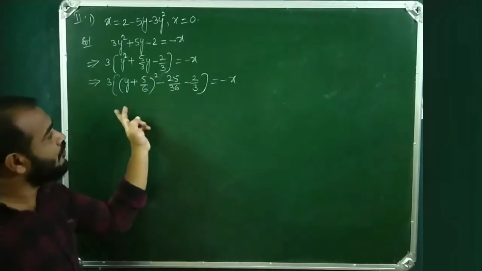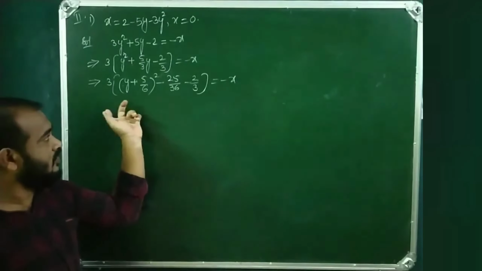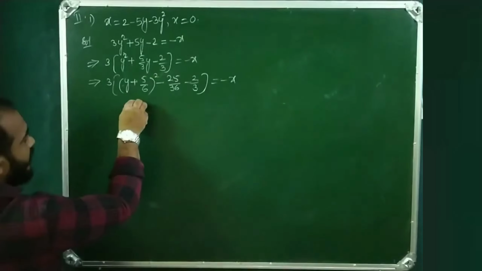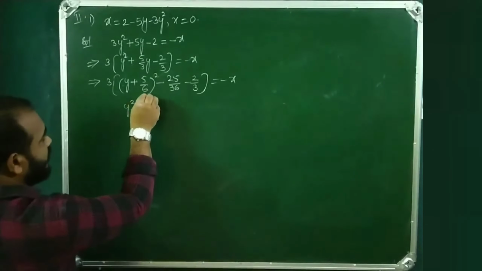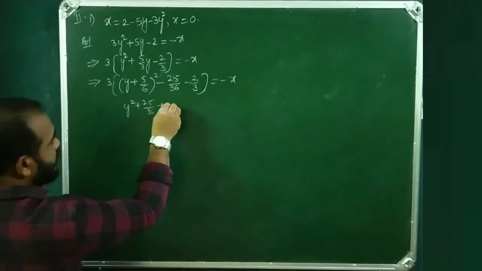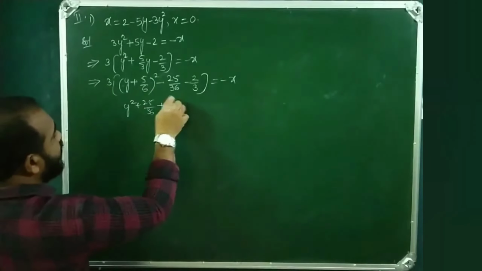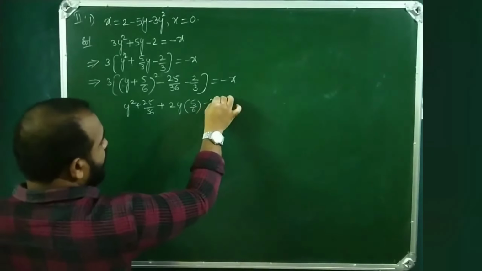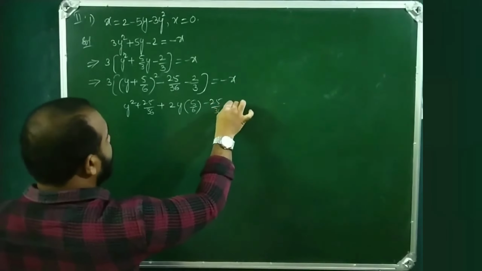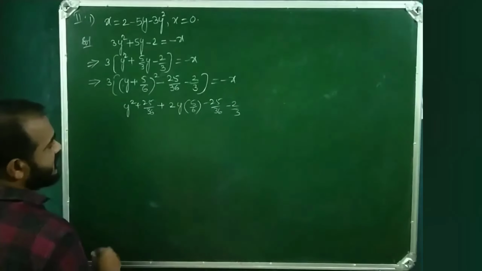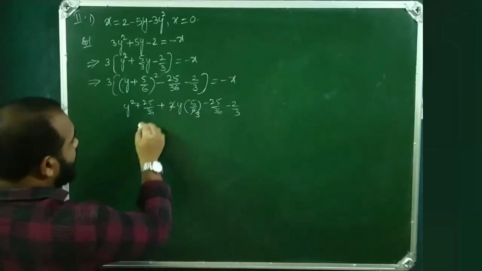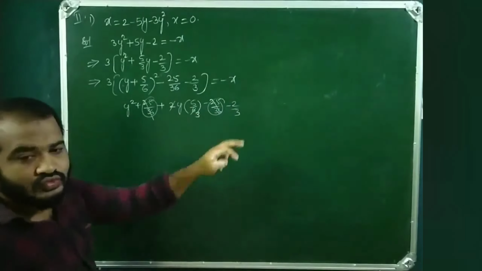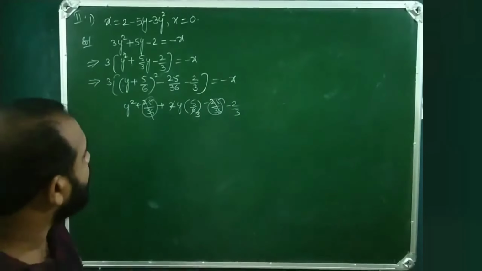So if you simplify this, again we are getting this. Otherwise see it. Y square plus 2 into y into 5 by 6 plus 25 by 36, minus 25 by 36, minus 2 by 3. So this is 3 times, plus 25 by 36 minus 25 by 36 gets cancelled, minus 2 by 3. So we can write like that.